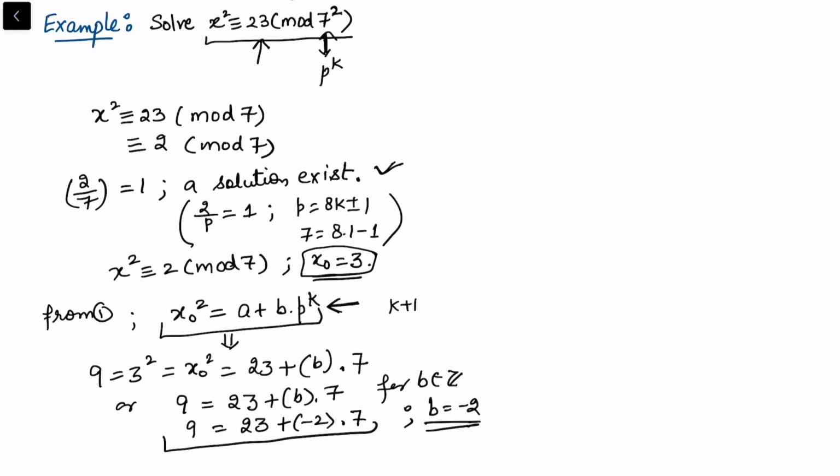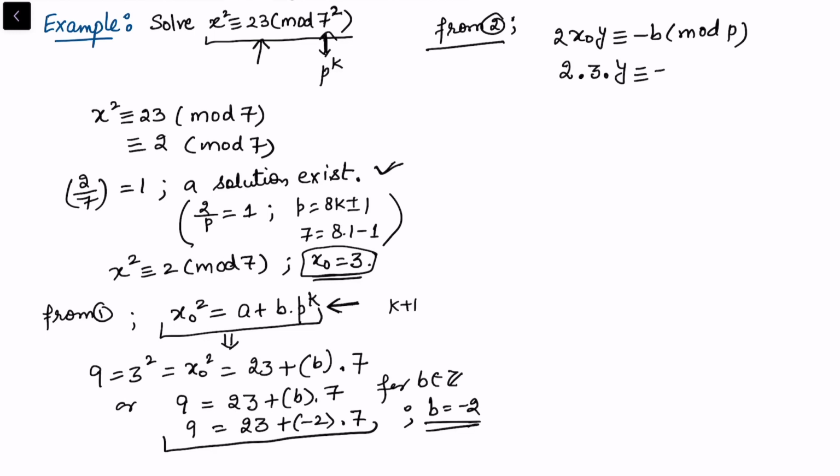Now once we have selected b, we can move to equation number 2 in the theorem. So what is equation number 2? That was 2 times x naught y is congruent to minus b modulo p, which should have a solution. Let's substitute these values here. 2 times x naught value, which is 3, into y is congruent to, we have already obtained the value for b, that is minus of minus 2 modulo p. So this means 6y is congruent to 2 modulo 7.